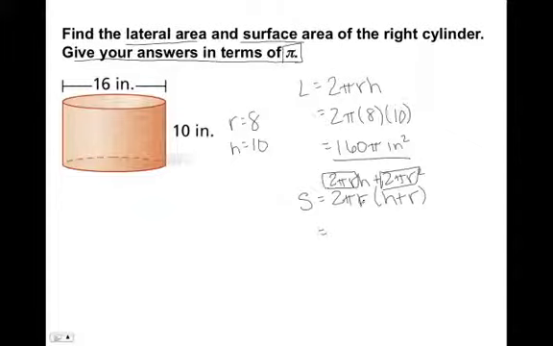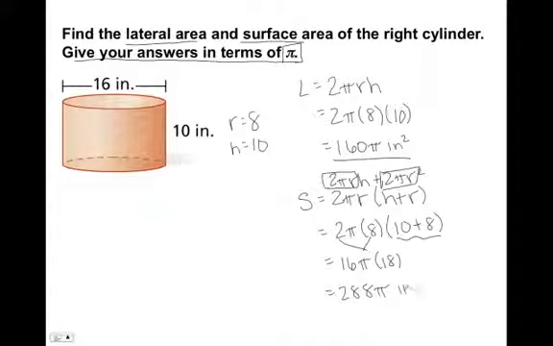The only variables we have are r and h, which we already have up here. So 2 pi times the radius times the height plus the radius. So we can do 2 times 8, and then we combine our like terms here. And 16 times 18 is 288 pi square inches. So here is our total surface area for this cylinder.